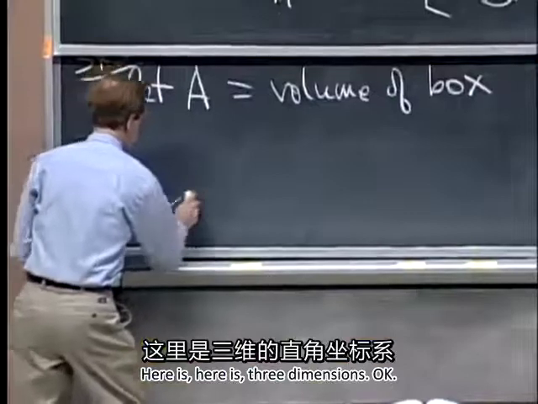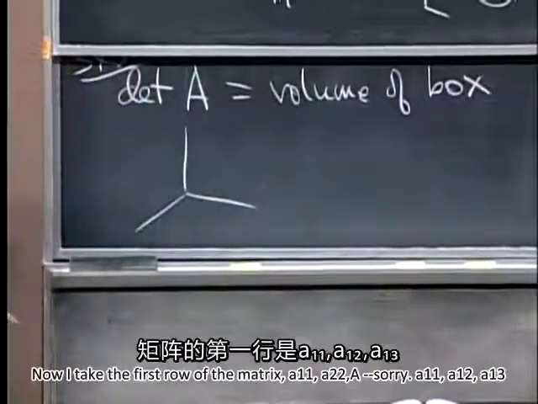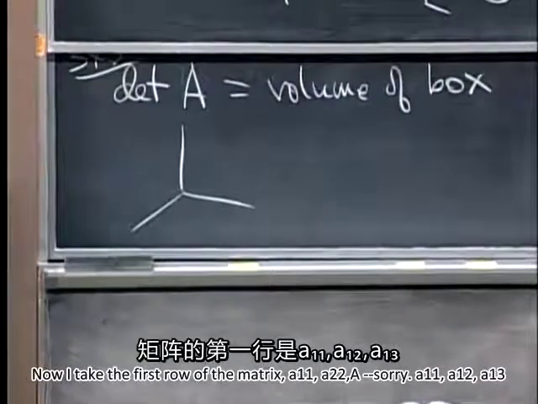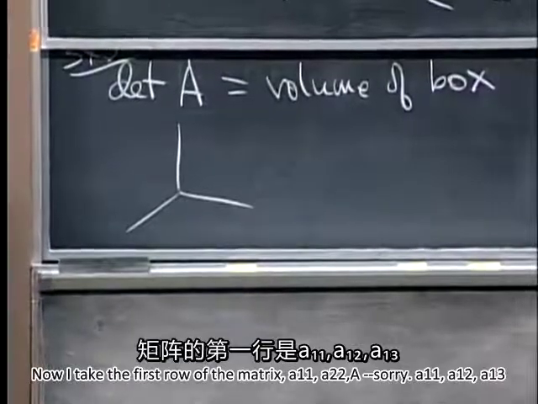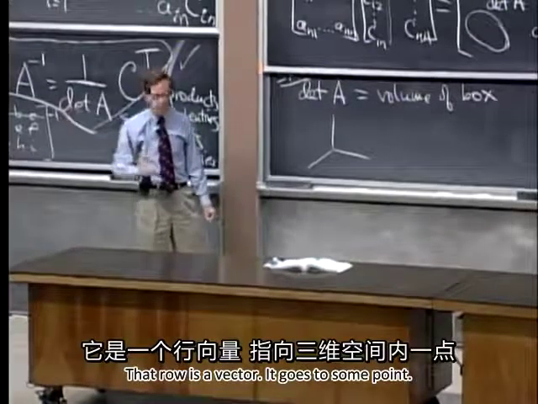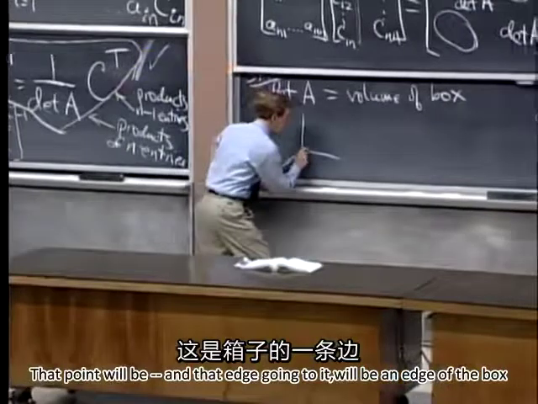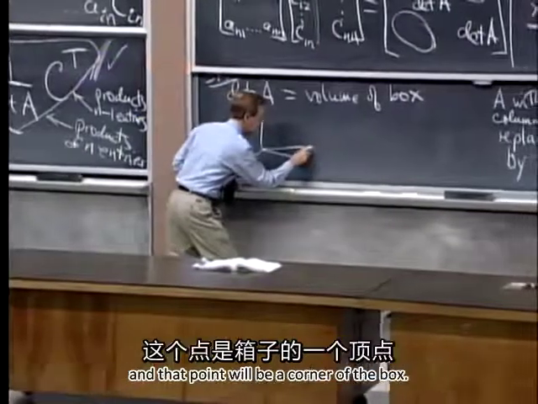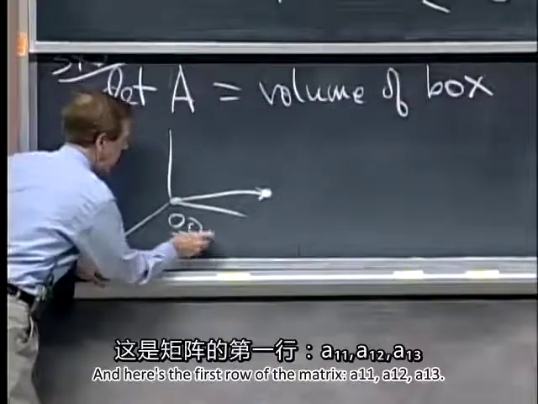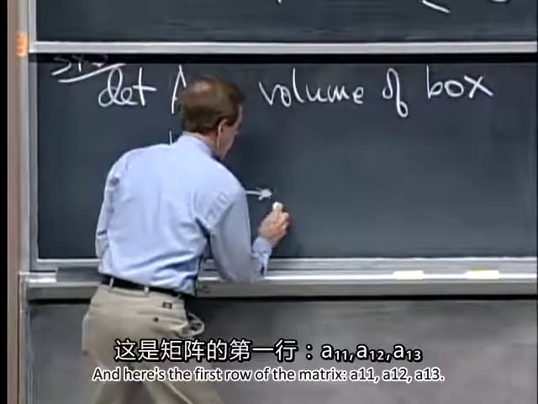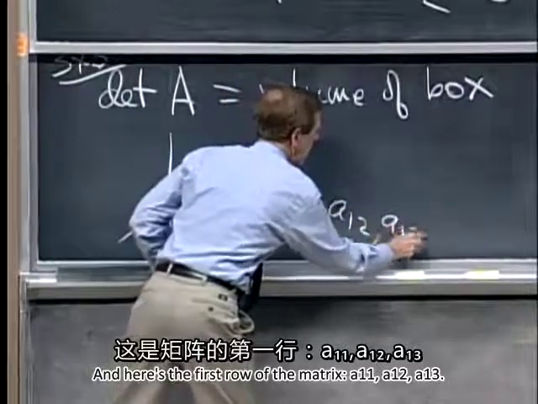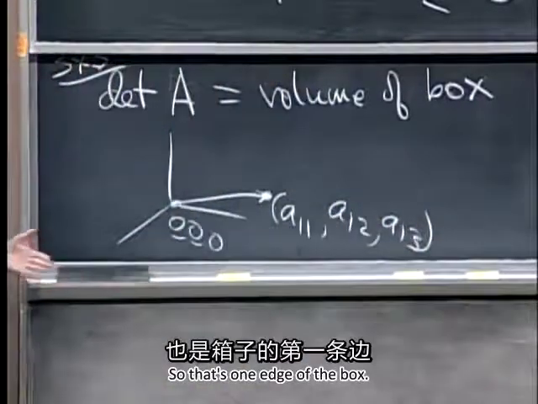Here's 3 dimensions. Okay. Now I take the first row of the matrix, A11, A12, A13. That row is a vector. It goes to some point. That point will be a corner of the box, and that edge going to it will be an edge of the box. So here's 0, 0, 0, of course. And here's the first row of the matrix, A11, A12, A13. So that's one edge of the box.